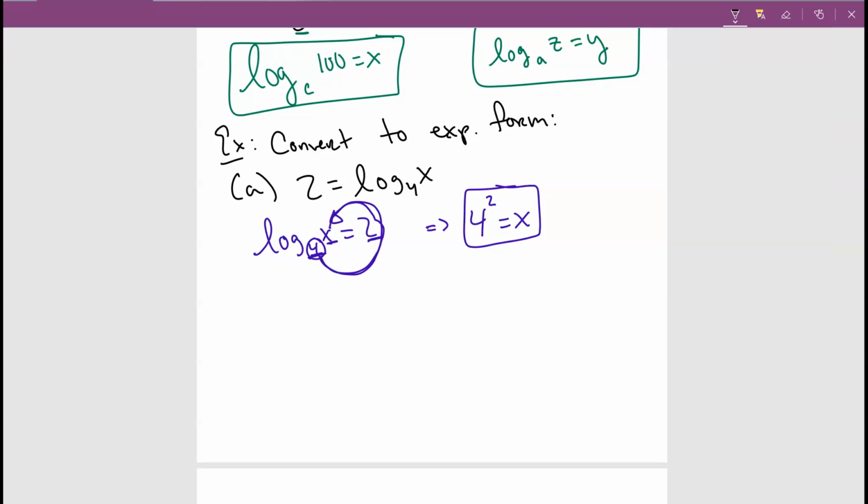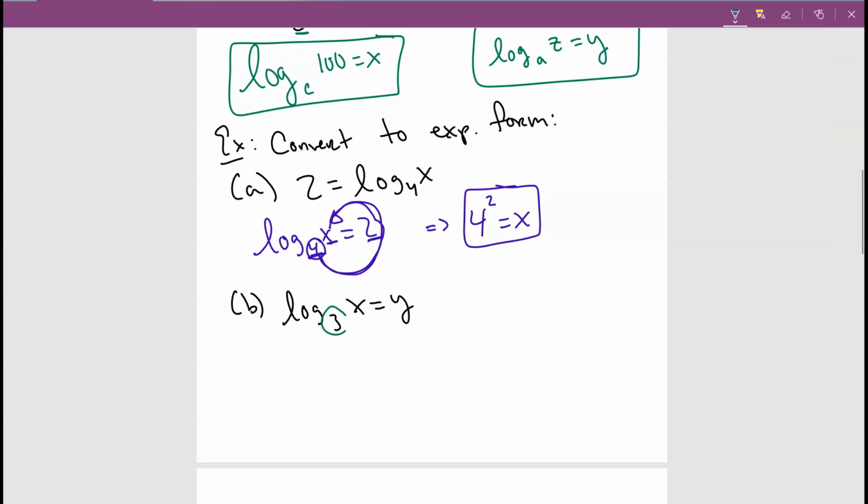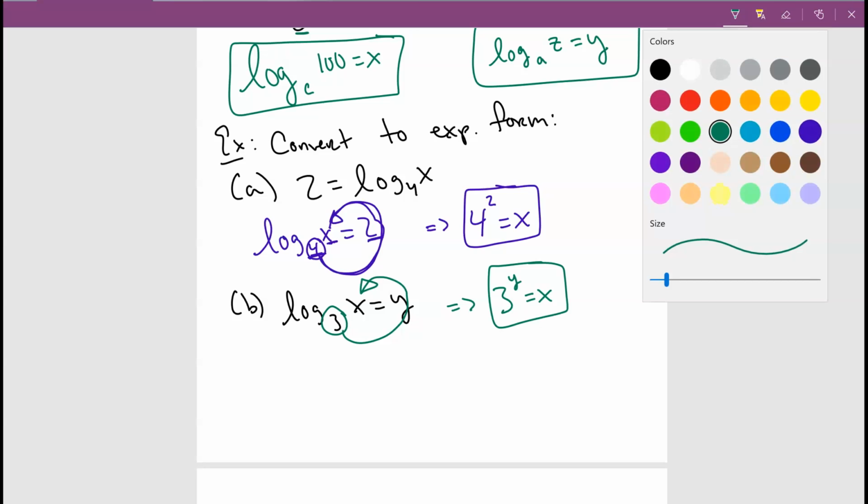Okay. Let's do another problem. Let's say we had log base 3 of x is equal to y. Okay, I have it in the form that I like. So we're going to say 3 to the power of y equals x. So this is going to be 3 to the power of y is equal to x. Okay, so these aren't too bad, I hope.